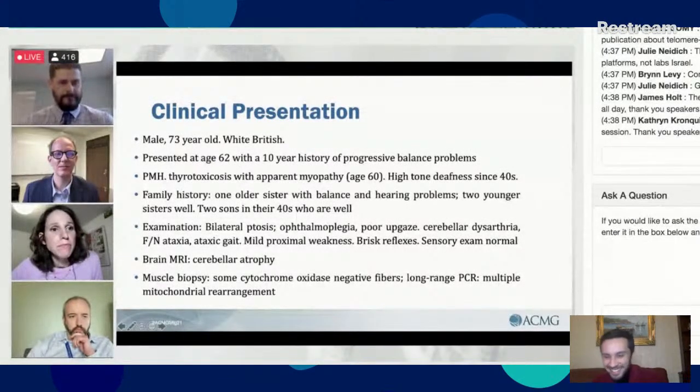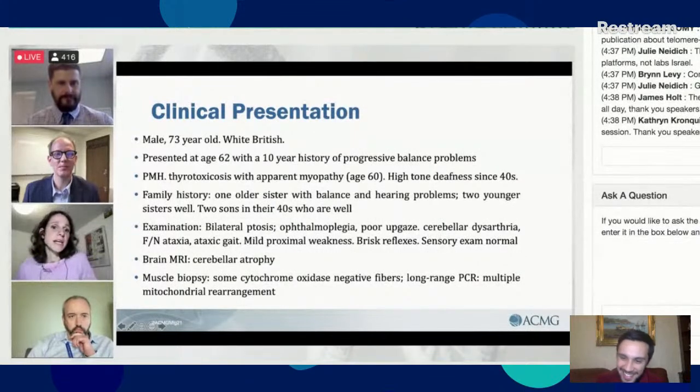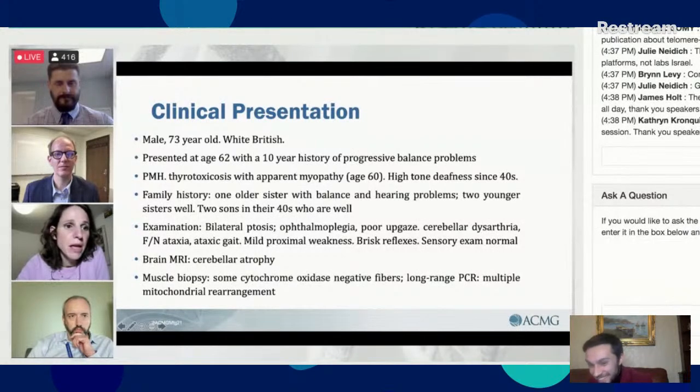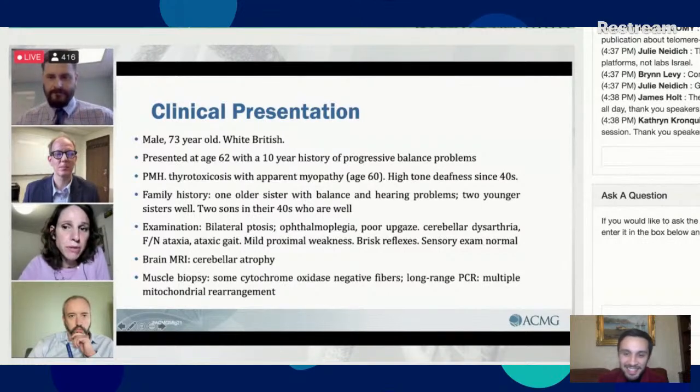This is a 73-year-old white British male who presented about 10 years earlier with a history of progressive balance problems. In the past medical history, he suffered from thyrotoxicosis with apparent myopathy, age 60, and he also had high tone deafness since age 40. In his family history, he had one older sister who had problems similar to him, so balance and hearing problems, two sisters who were well, and two sons in their 40s who were also well.